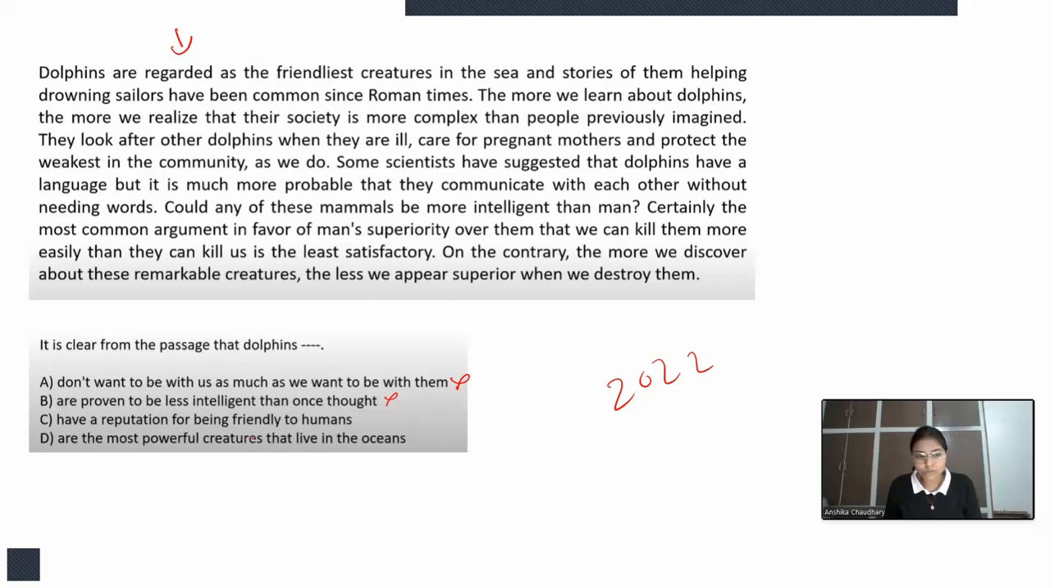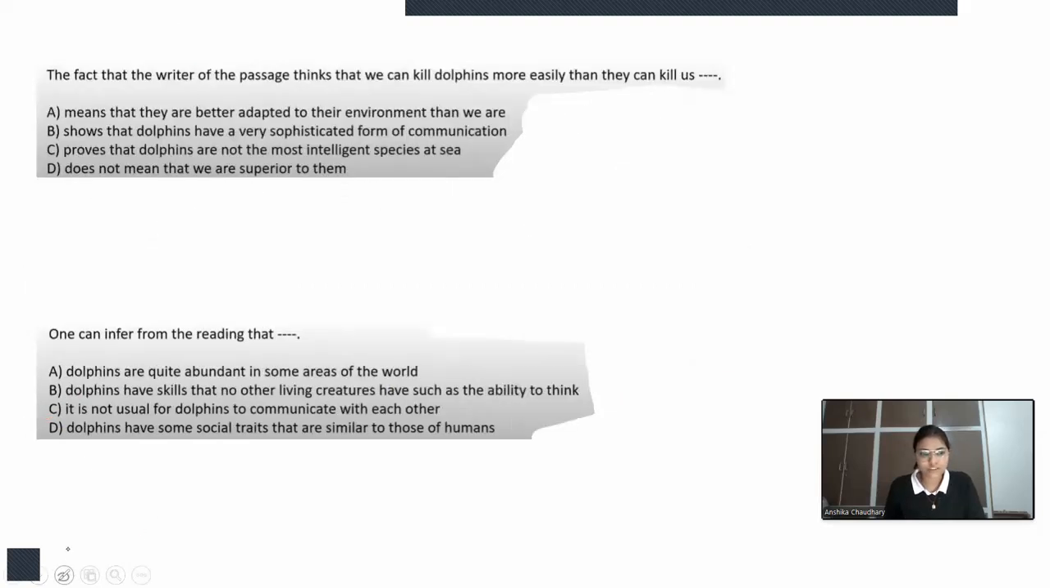Then the next is, have a reputation for being friendly to humans. Yes, it is the answer. Have a reputation for being friendly to humans, because in this paragraph, it is clearly written that they help each other, they take care of each other, they care for pregnant mothers and protect the weakest in the community, and they are best in companionship, right? So their nature is kind of friendly like humans. So option number C will be the correct answer for this question, right? Let's move further. So two questions are more from this passage.